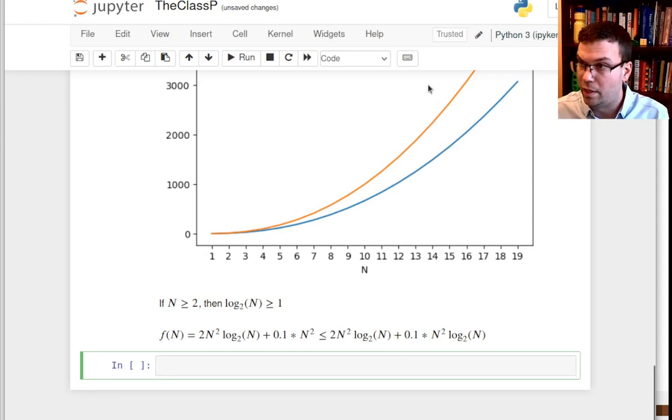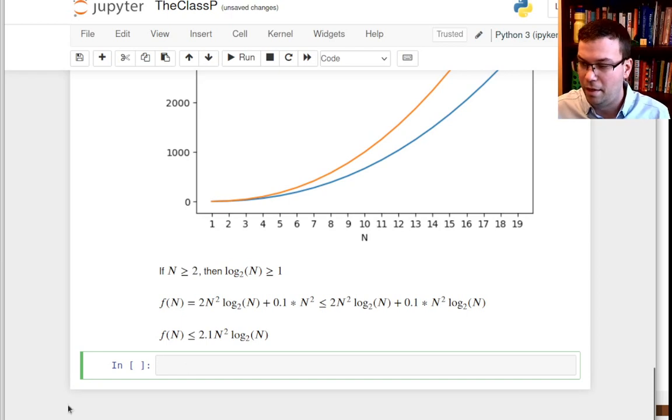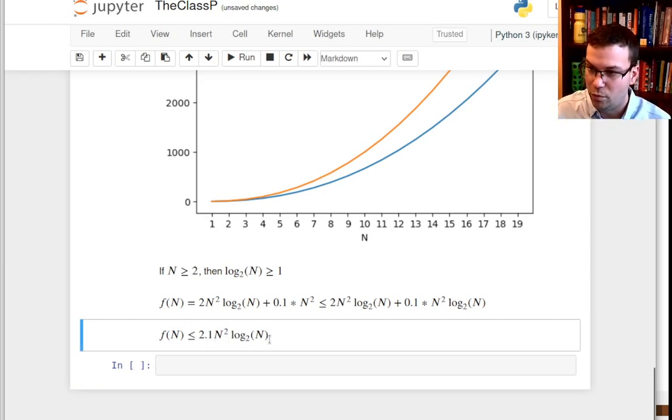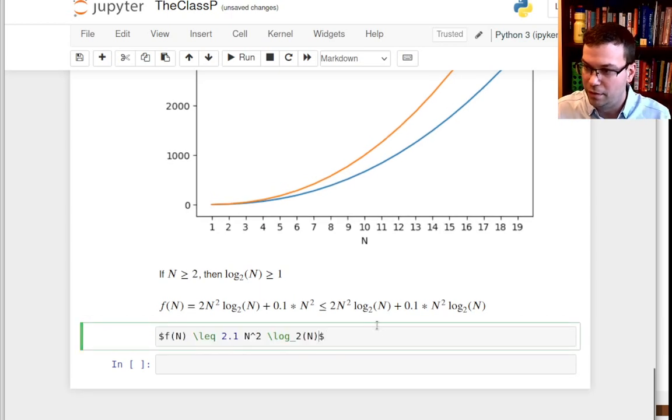And then I can just combine like terms. And I can say, okay, f of n is less than or equal to 2.1 n squared log base 2 of n. And now I have my g. So I have some constant 2.1 times g. And this is given that n is greater than or equal to 2.